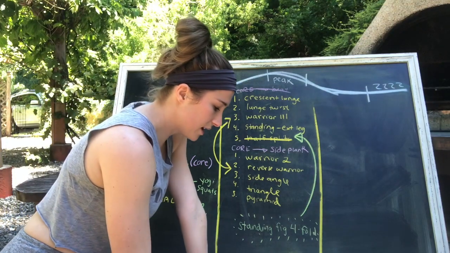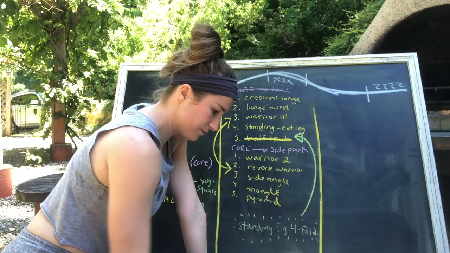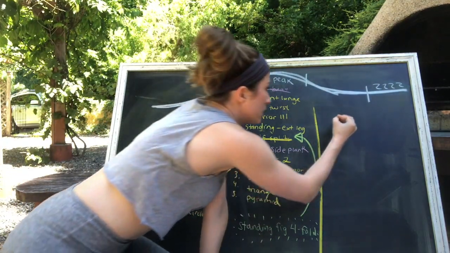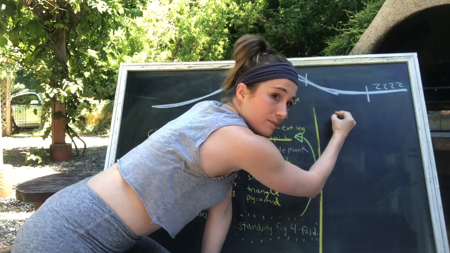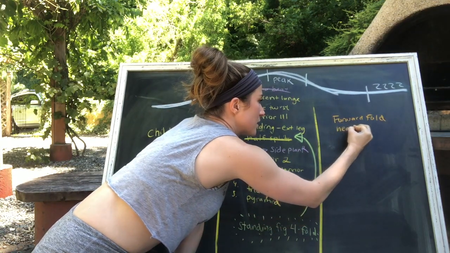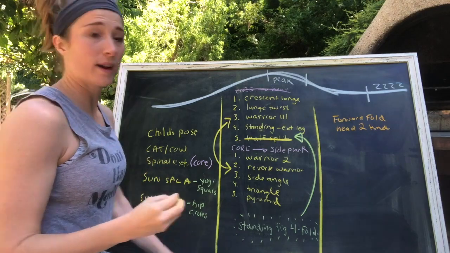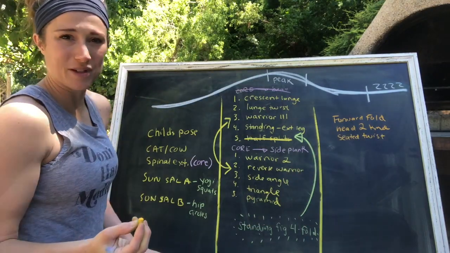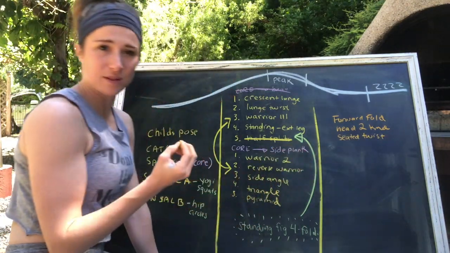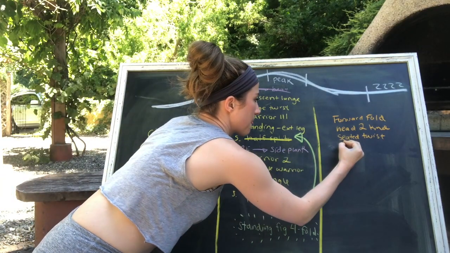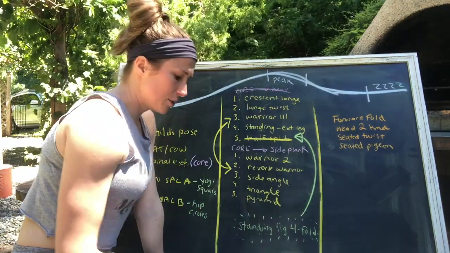So we can do a forward fold. Where's my chalk? Forward fold. This is seated now. Head to knee pose, which is also a forward fold. We can do a twist, seated twist. Could even add a pigeon pose. So do something a little bit deeper. How about seated pigeon? We can add core.